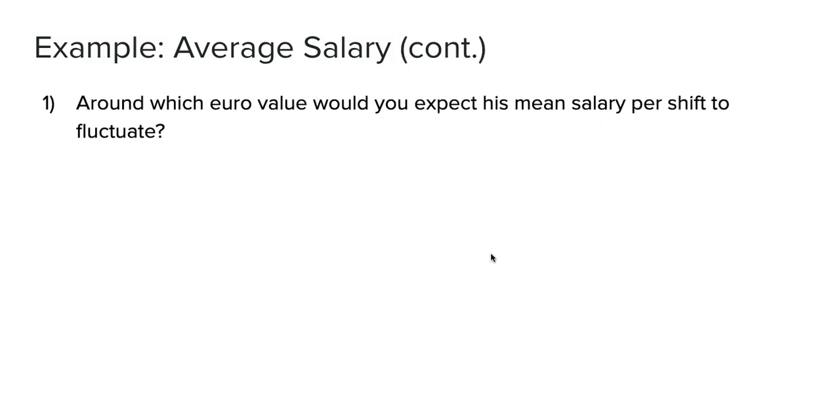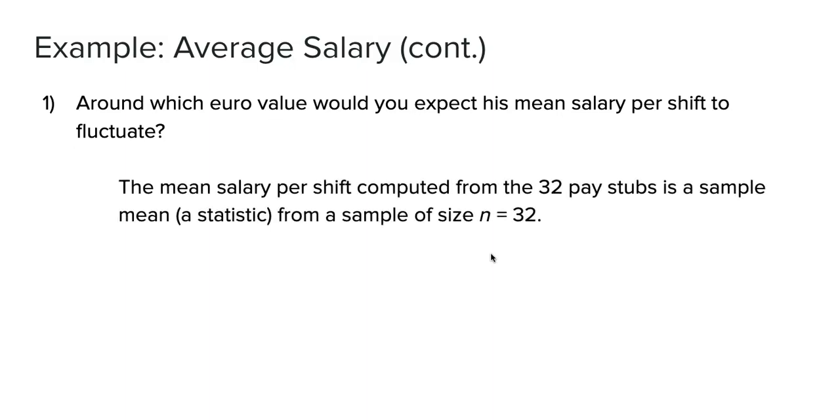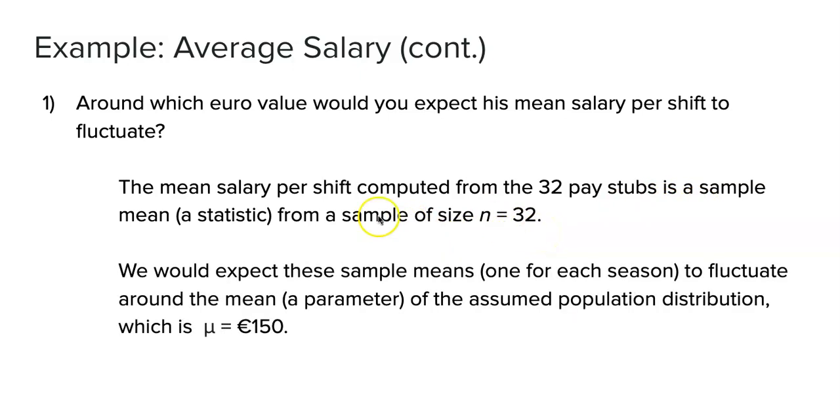All right, let's see what we're doing. Around which euro value would you expect his mean salary per shift to fluctuate? What are they asking here? What is the mean of the sampling distribution of his sample salary, right? Now remember, the sample mean has the same mean as the population mean. So the mean salary per shift computed from the 32 pay stubs is a sample mean, a statistic from a sample of size n equals 32. So we would expect these sample means, one for each season, to fluctuate around the mean, a parameter of the assumed population distribution.